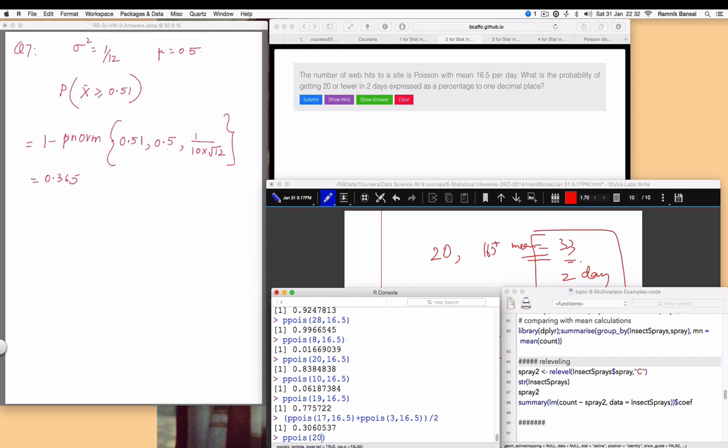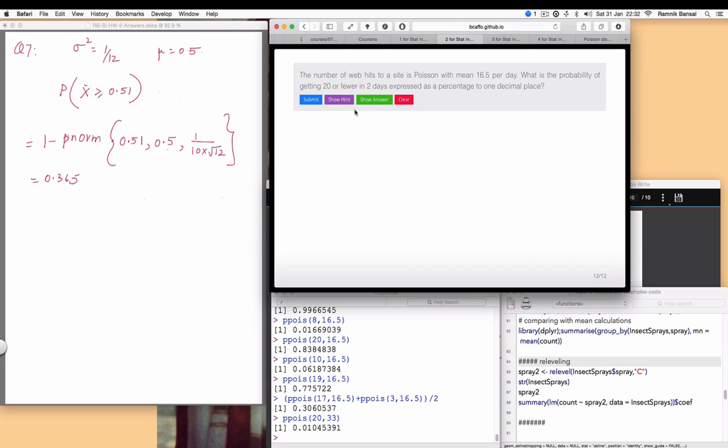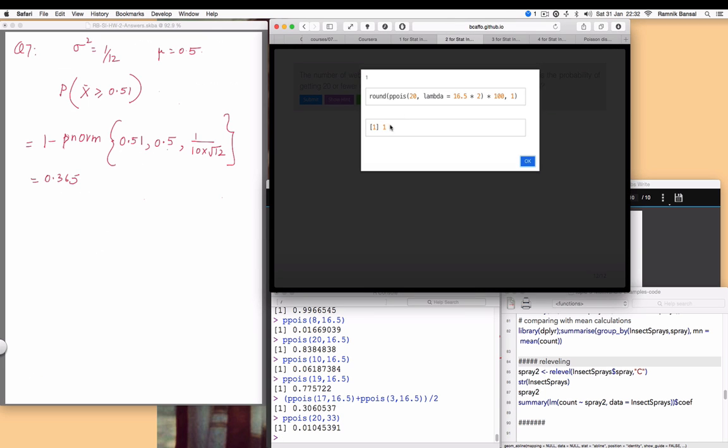Let's say P poise 20 comma 33. All right, and lower tail is equal to 2, so 0.0104. So that is effectively in percentage 1%, right? So let's look at the answer. It says 1. He's just multiplied it. Clear? Are we done?